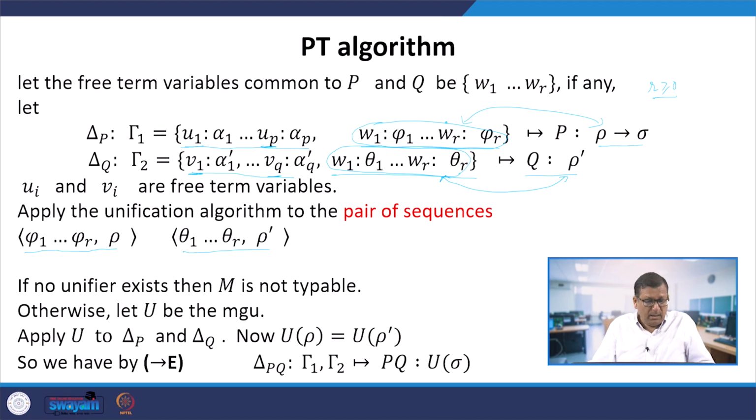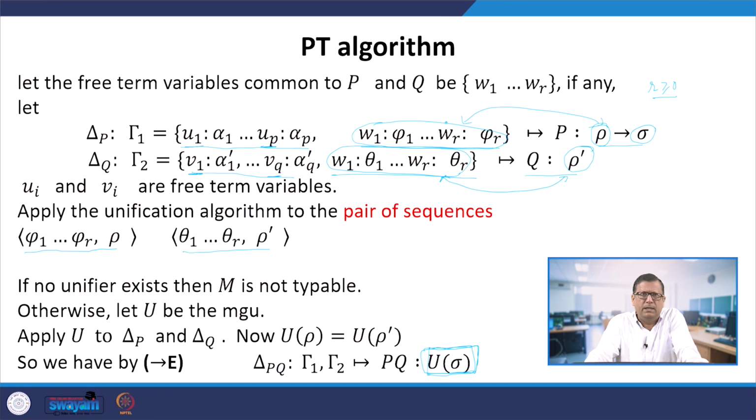Now U will be applied to all of these, so we create a substitution instance of them. As a result, U of rho will be equal to U of rho prime, and the answer will be U of sigma. So this PQ type will be U of sigma. So this is the idea. But now we have a difficult situation here.